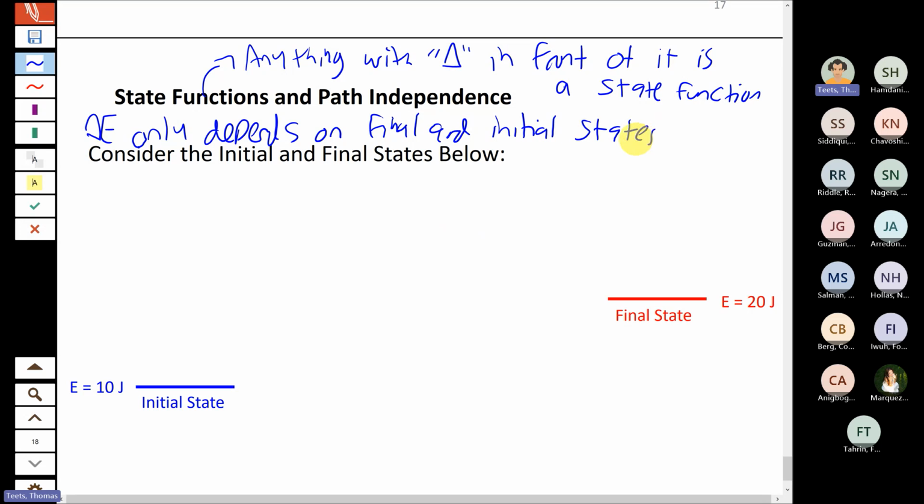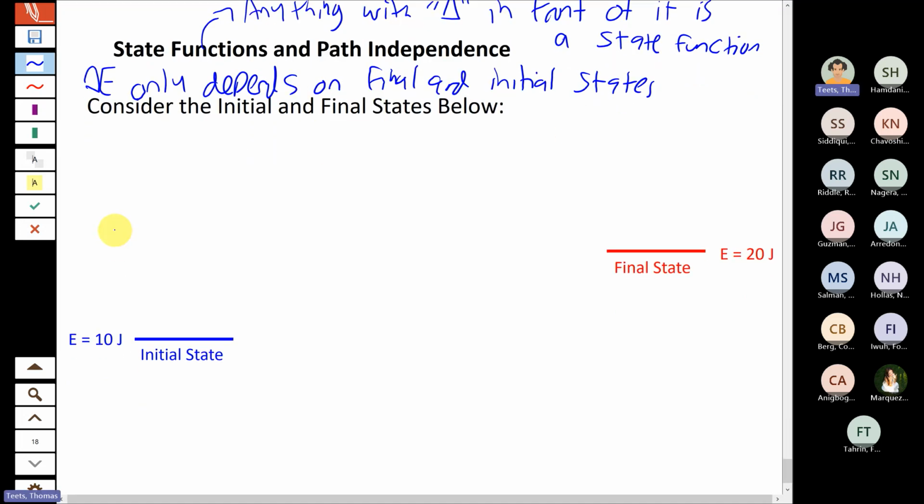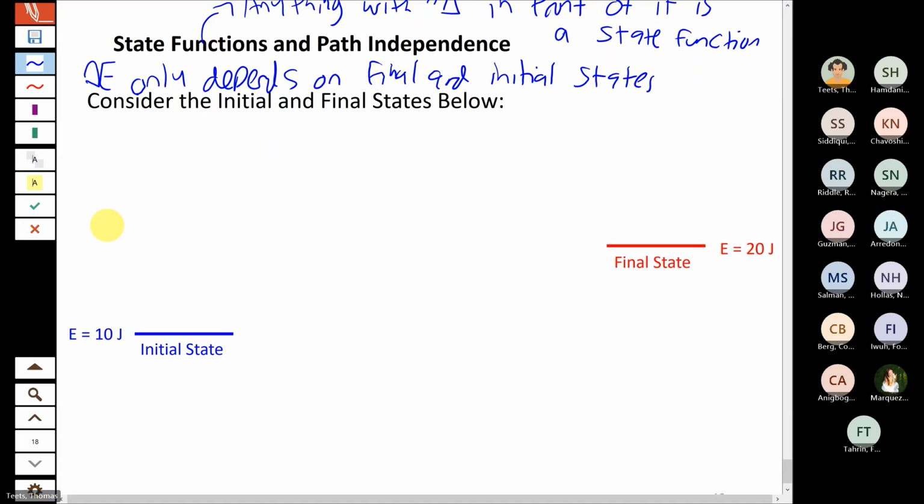As an example of how this works, this is a totally random example. Let's say our initial state has an energy of 10 joules. Joules is the most common unit for energies that we'll see. And our final state has an energy of 20. We can easily tell that delta E in this case is 20 joules final minus 10 joules initial, so our delta E is plus 10 joules.